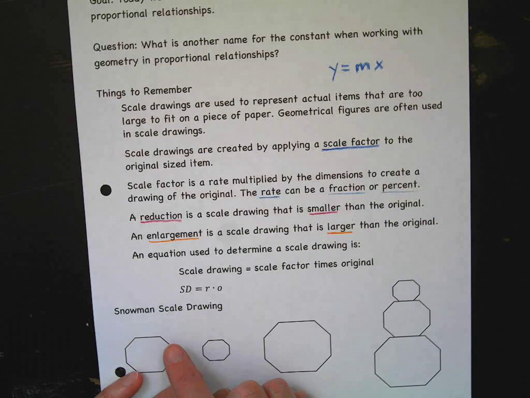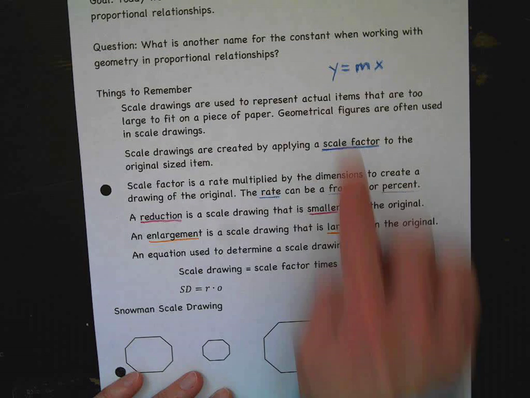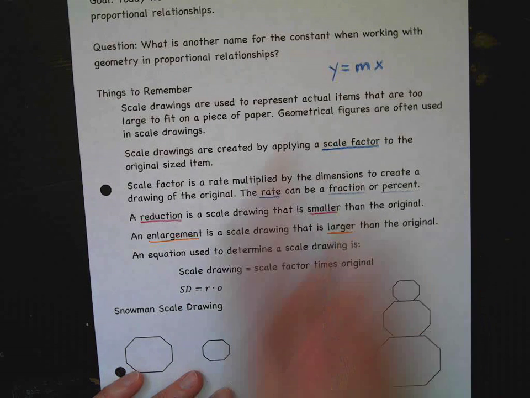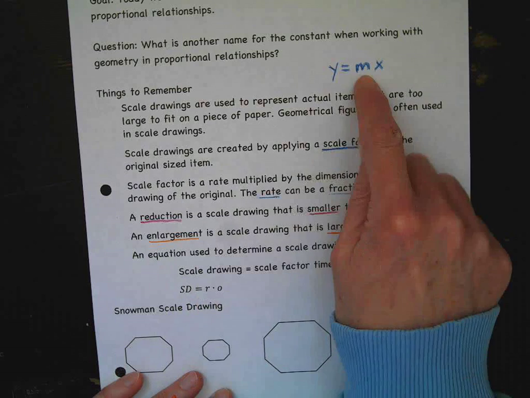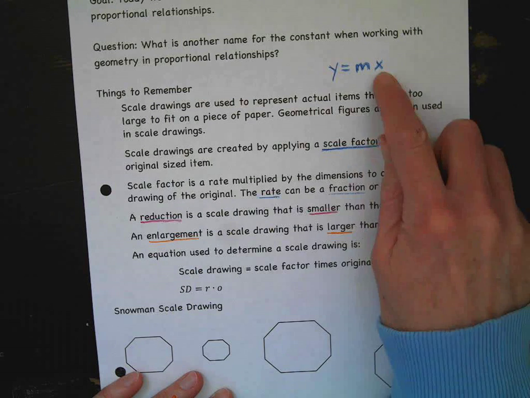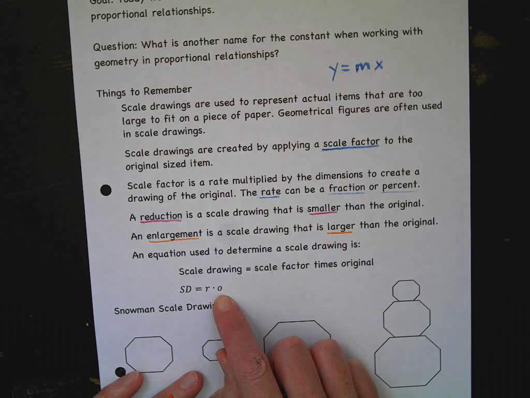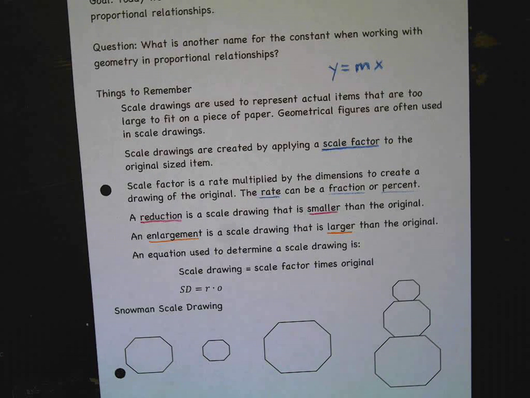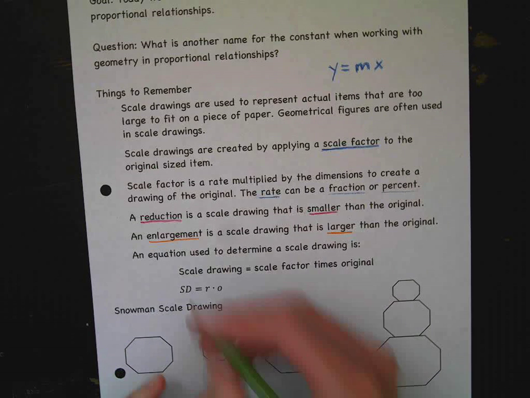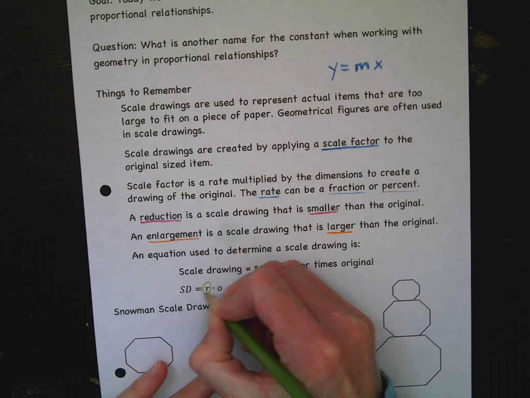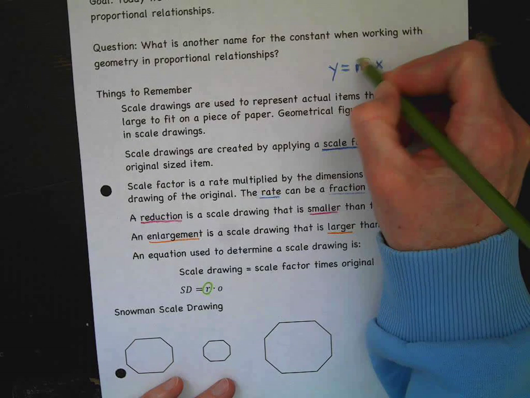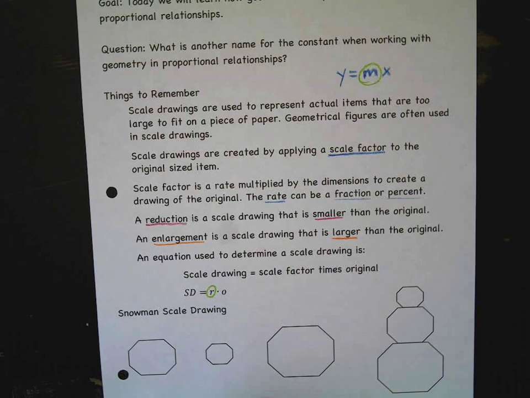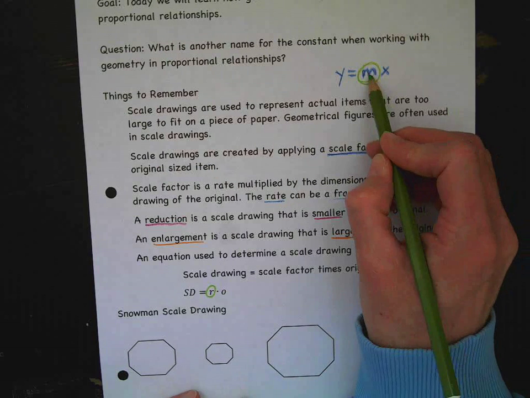Well, when we're working with geometry and proportional relationships, scale drawing is scale factor times the original. Interesting. So this little guy right here is actually very, very important because that little guy is what you already learned about proportional relationships. And that little guy right there is the same thing as your m. And if you remember what your m was, your unit rate. So this is also your constant.